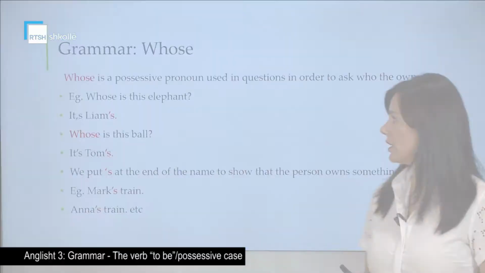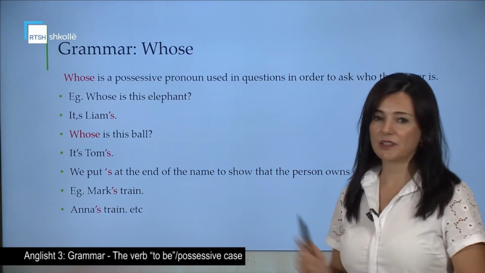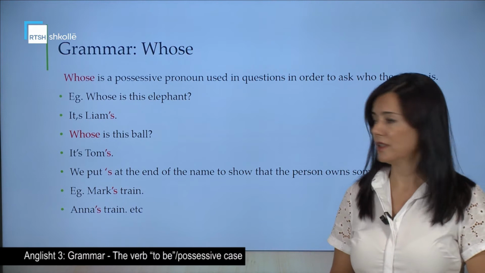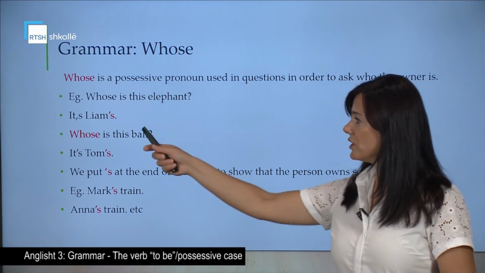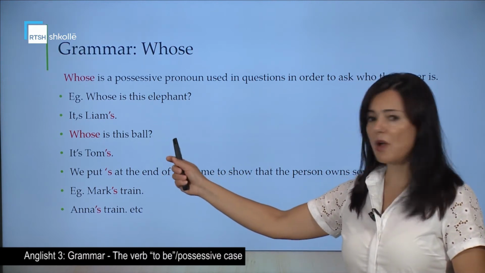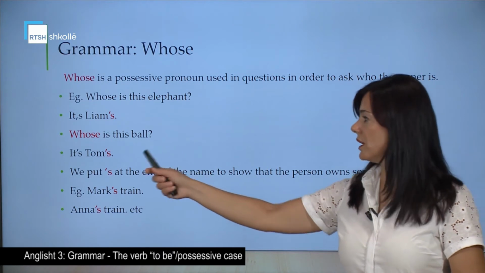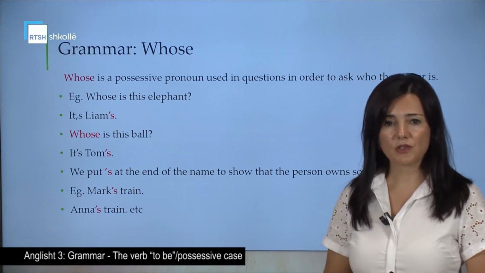For example, whose is this elephant? I kujt është ky elefant? It's Liam's. Ai është i Liamit. Whose is this ball? I kujt është ky top? It's Tom's. Ai është i Tomit.